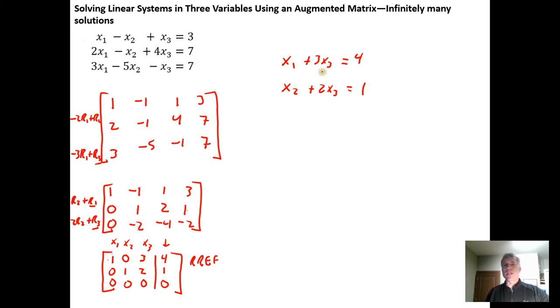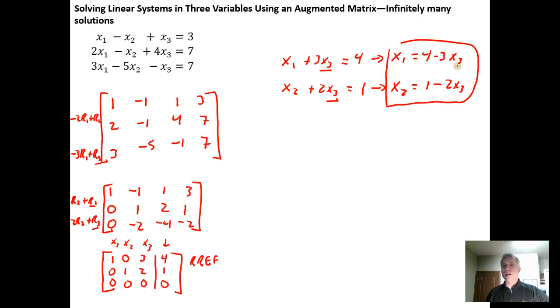And then what you want to do is identify if a variable shows up more than once. So the x sub 3 shows up twice. So solve for each of the other 2 variables in terms of the variable x sub 3. So for this one we'll subtract 3x sub 3 from both sides. So this will give us x sub 1 equals 4 minus 3x sub 3. And for this one we'll subtract 2x sub 3 from both sides, so we'll get x sub 2 equals 1 minus 2x sub 3. And then what we do is parameterize these.